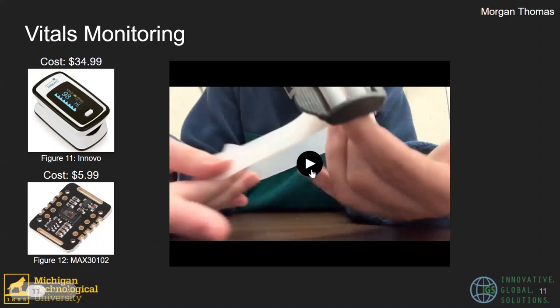This band will help hold the MAX 3102 sensor in place on top of the infant's foot where the dorsalis pedis artery is located, which will help track the infant's heart rate and external body temperature. A market-grade thermometer was used, and the Innovo heart rate device was used for comparative studies to help determine the accuracy of the MAX 3102 sensor of the heart rate and external body temperature.